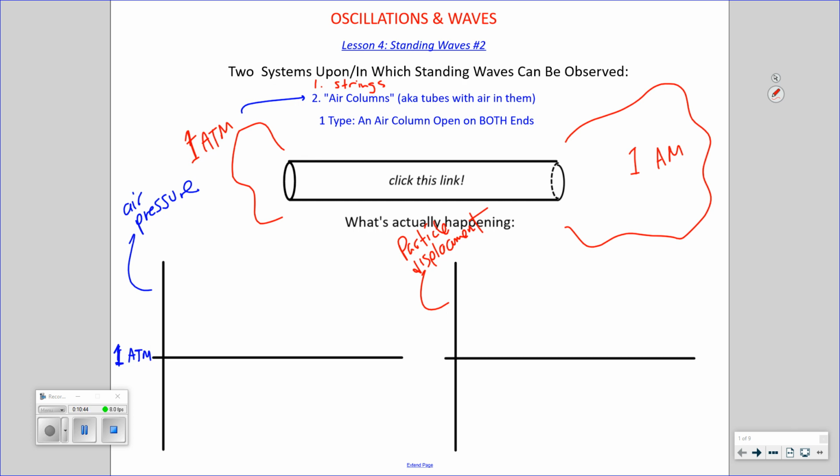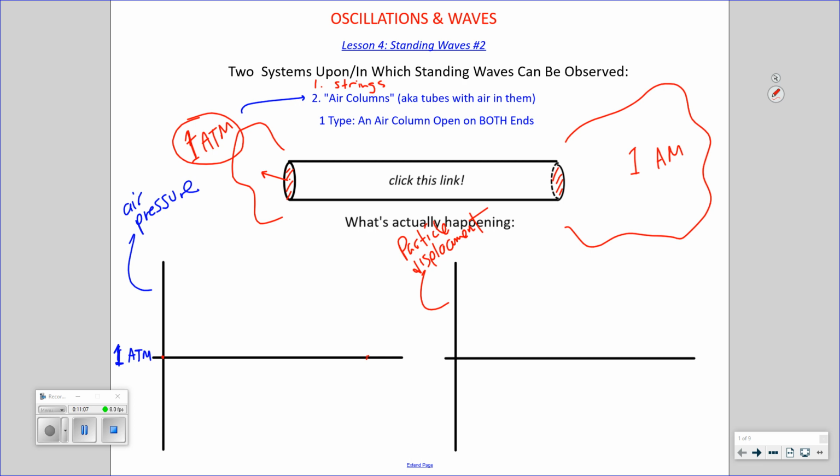And so that means that the air here at the very end of the tube basically is the air that's out here in the world. So that means that air pressure at the ends of these things is the same as air pressure in the space around it, and that's just 1 atmosphere. So there is not a variation in air pressure at either end of this tube.